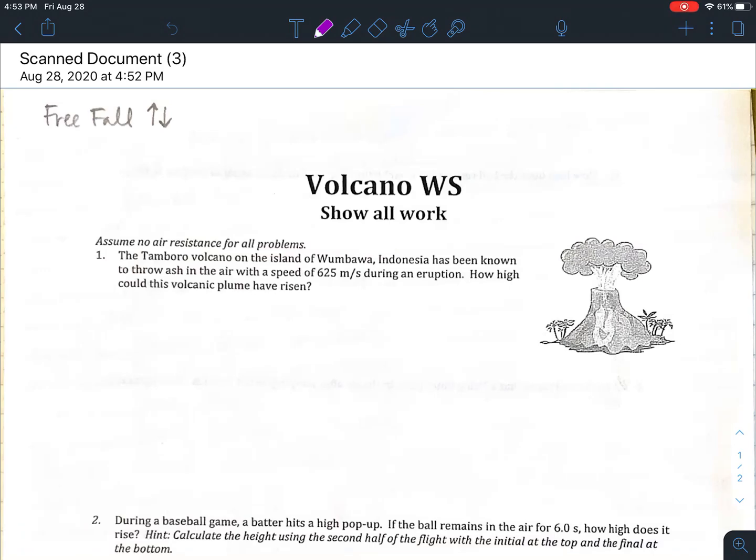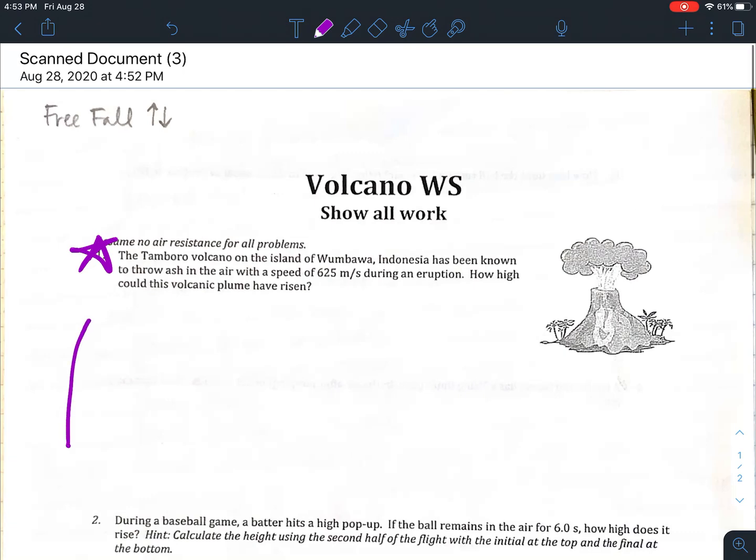Hey guys, this is homework help for the free fall up and down problems, aka the volcano worksheet. So I wanted to talk about these real quick because we commonly have questions about a couple of them. The first one is about the volcano. You might make yourself a note to do this one for sure because there's one on the test that's just like it.